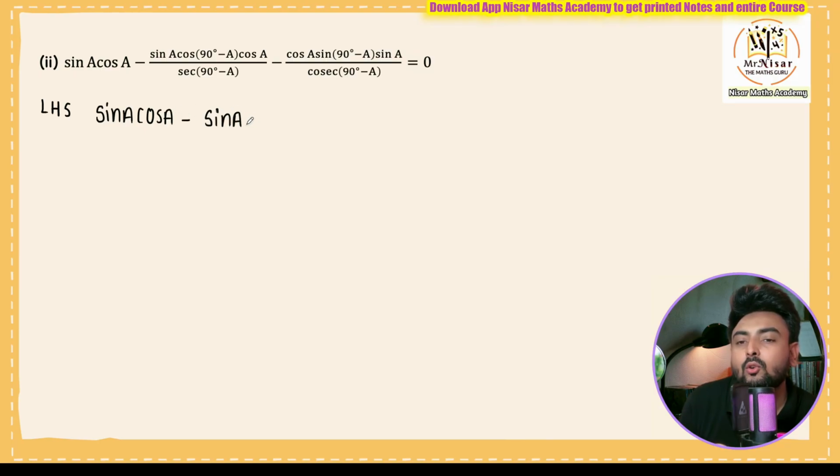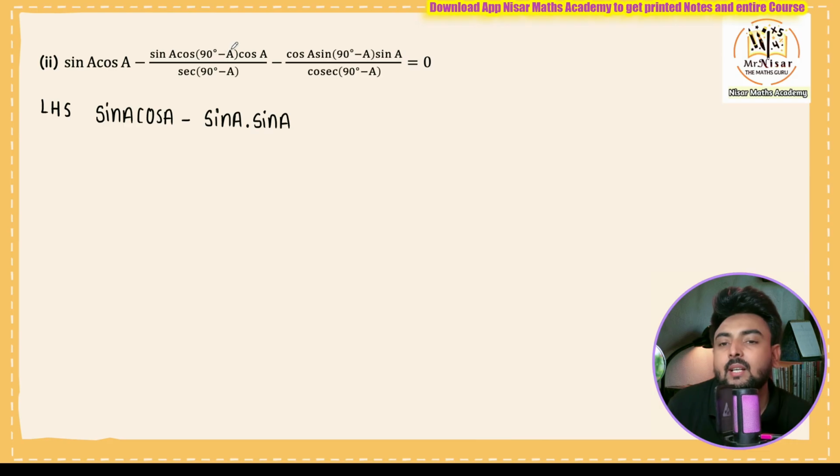Now, cos 90 minus theta, cos is complementary to sin, so it will be sin theta. So sin A cos 90 minus A, the value of theta is here A, so sin A into cos A. Then I have sec 90 minus theta. Sec is complementary to cosec, so I'll write cosec theta. Here theta value is A. Okay, sec 90 minus theta becomes cosec theta.